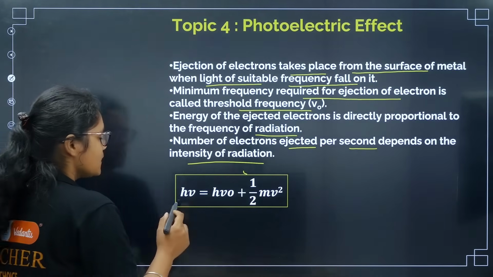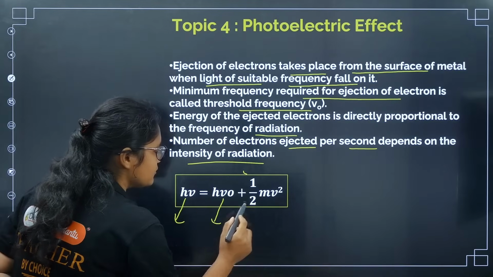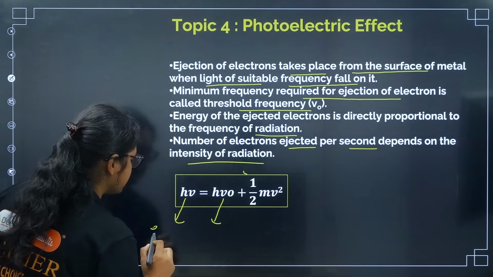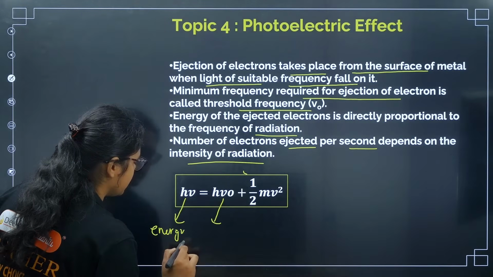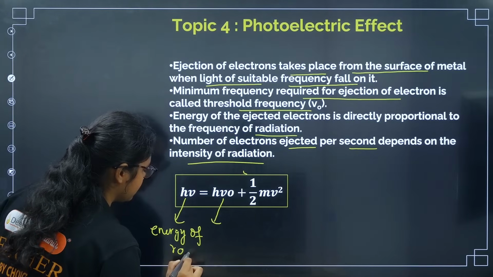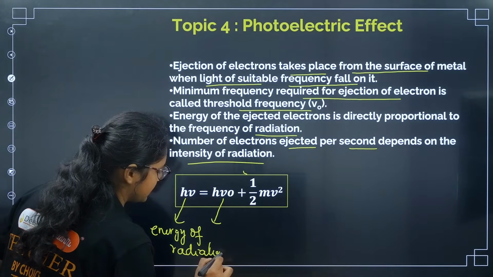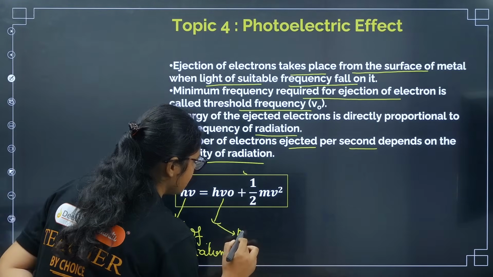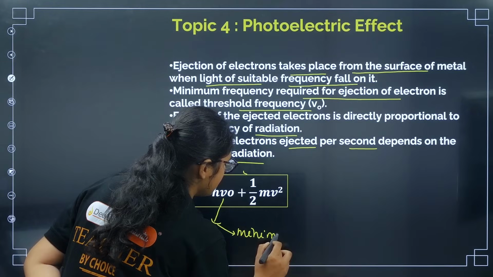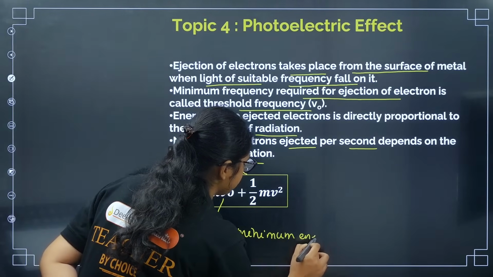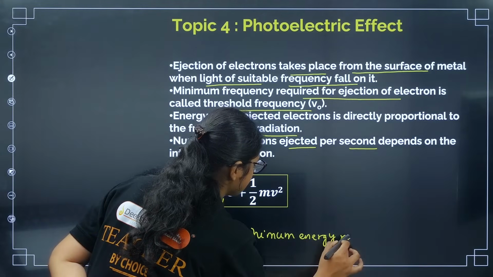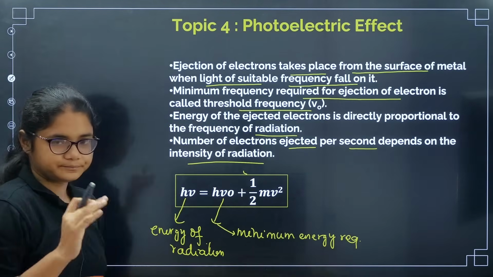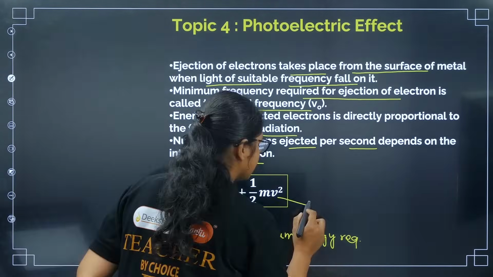Now what is this one? h nu is equal to h nu 0 plus half mv square. So this is the energy of radiation which you are putting on the metal. Now this is the minimum energy required, or we can say threshold energy. And this one is the kinetic energy of the electron.